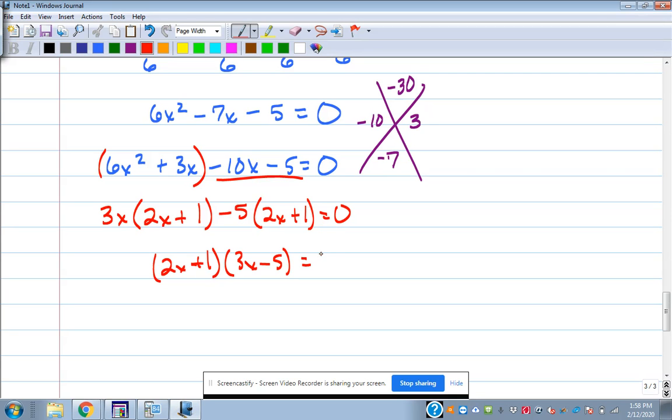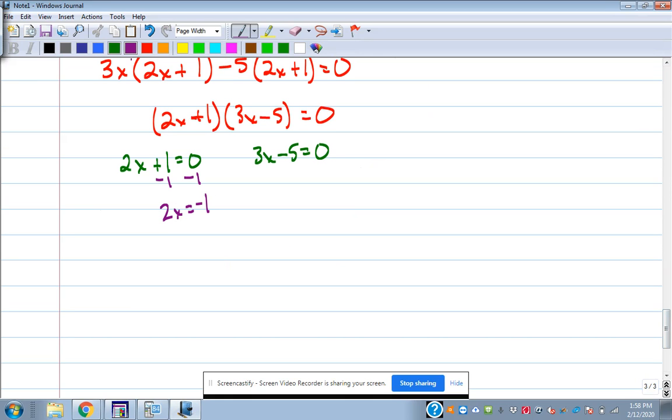3x minus 5 is the other factor. Set each of those factors equal to 0. And solve. All the other ones.